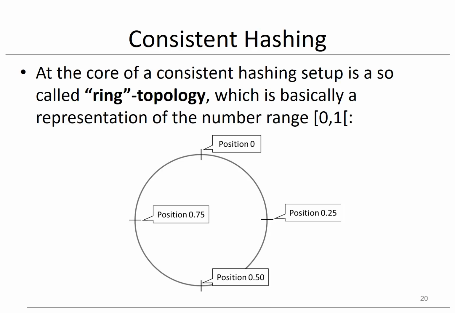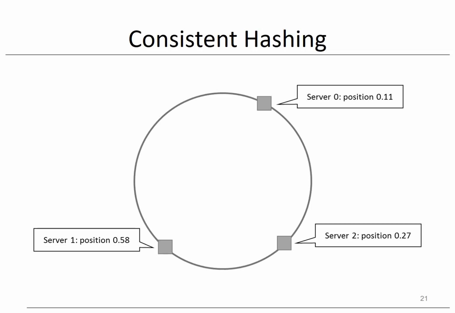A consistent hashing scheme resolves this issue. At the core of a consistent hashing setup is a so-called ring topology, which is basically a representation of the number range 0 to 1 as illustrated here. In this setup, all 3 servers with identifiers 0, 1, 2 are hashed to place them in a position on this ring, as you can see here.